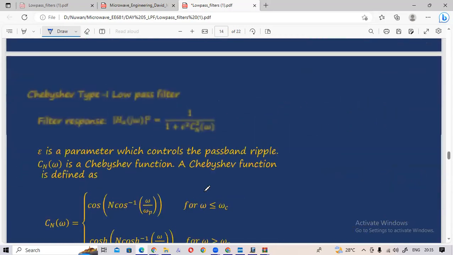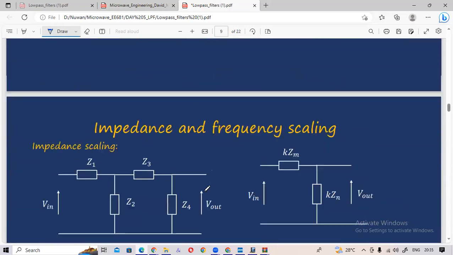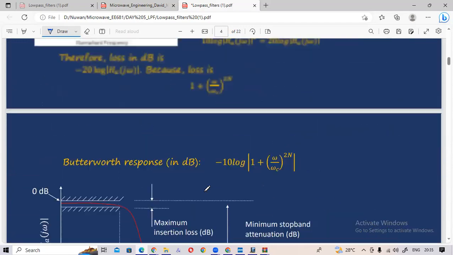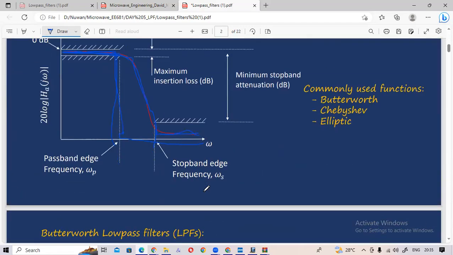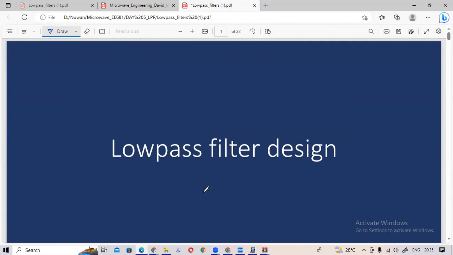Then tomorrow we will see how to design a low pass filter using the insertion loss method. I hope you got the basic idea. Then I think we can easily start. Thank you for the participation. Tomorrow we will go for the low pass filter design.